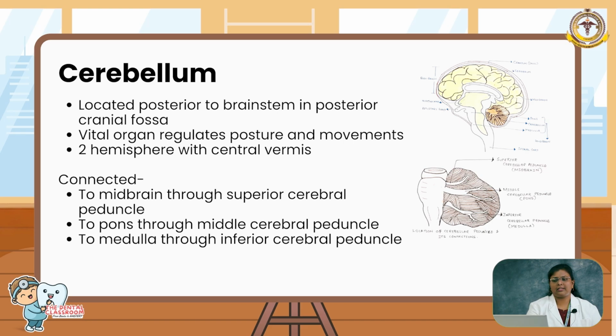The two cerebellar hemispheres are attached with the brainstem, pons and medulla with the help of the superior cerebellar peduncle, middle cerebellar peduncle and inferior cerebellar peduncle. The superior cerebellar peduncle attaches the cerebellum with the midbrain, the middle cerebellar peduncle attaches the pons with the cerebellum, and the inferior cerebellar peduncle attaches the medulla with cerebellum.